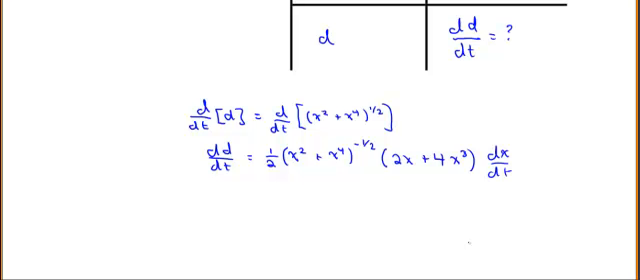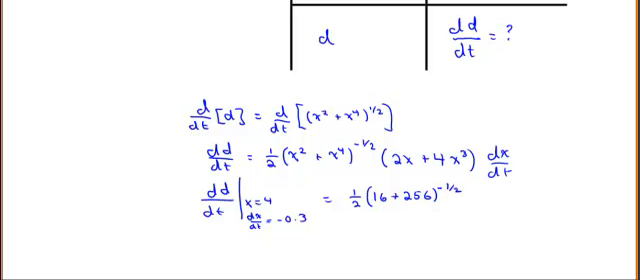All right, now I know all these values. I'm going to evaluate this at x equal to 4, and dx/dt equal to negative 0.3. And so if I evaluate that, I'm going to get 1/2 times, well, x is 4, so 4 squared is 16, plus 4 to the 4th is 256, raised to the negative 1/2 power, times 2 times x, which is 8, plus 4 times x to the third, 4 to the third is 64, times 4 is 256, all times dx/dt, which is negative 0.3.